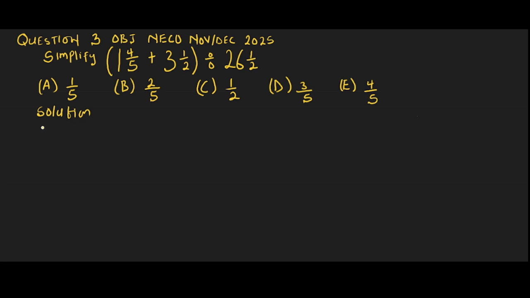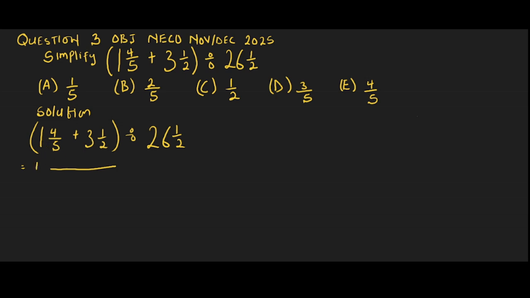We have 1 whole number 4 over 5 plus 3 whole number 1 over 2, divided by 26 whole number 1 over 2. Here, we have what we have together. I'll do what we have in this bracket first.